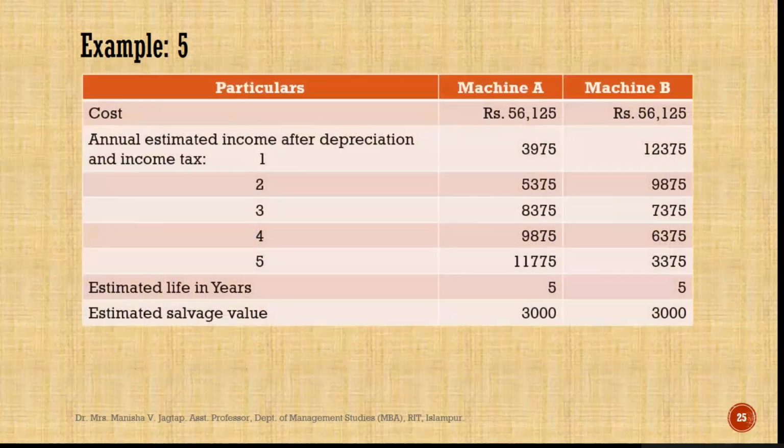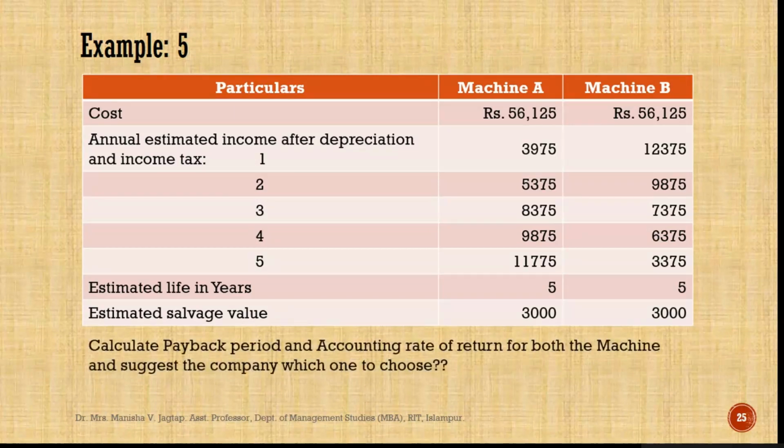Now the next is, this is the data where we have machine A and machine B, and we have to calculate ARR as well as payback period for both the machines. And as these are mutually exclusive, we have to suggest to the organization which one is profitable, which machine the firm should accept or purchase.